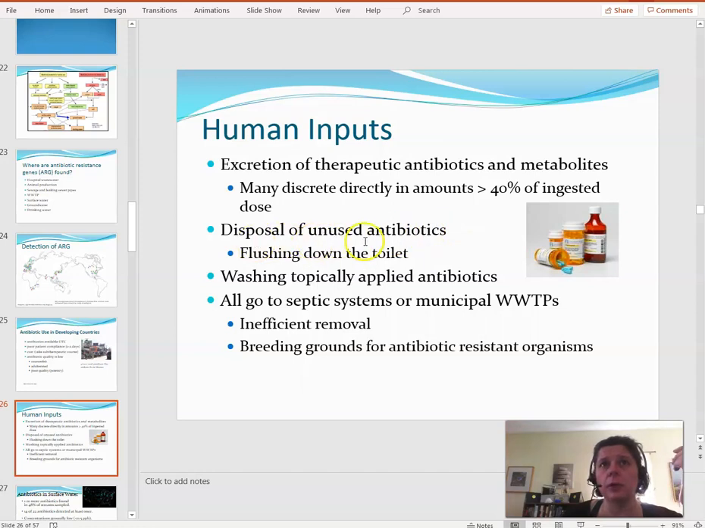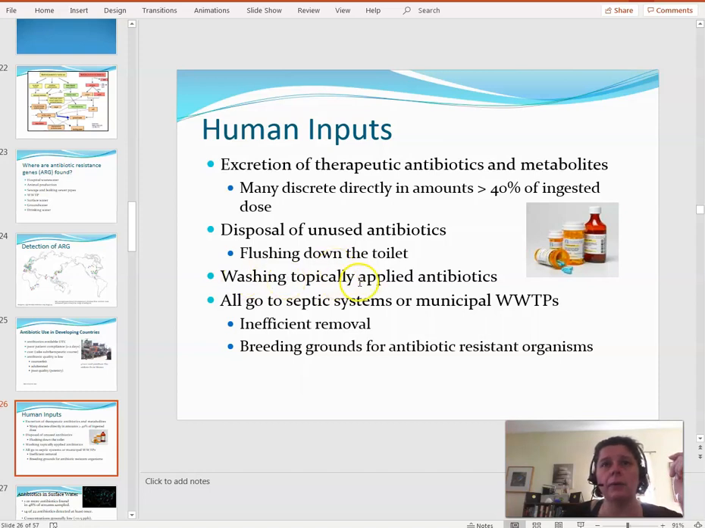There's disposal of unused antibiotics. You should never just flush things down the toilet. I think that this is starting to become more and more apparent. People are talking about drug buybacks. Don't just flush them down the toilet to get rid of them. Wait until a pharmacist will take them from you.